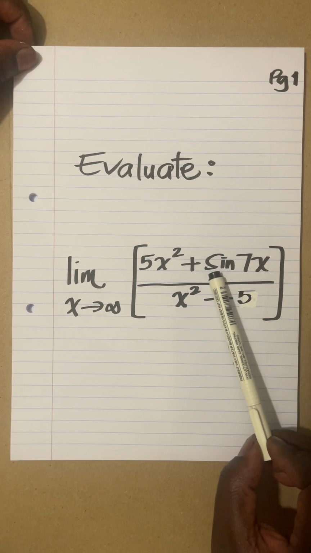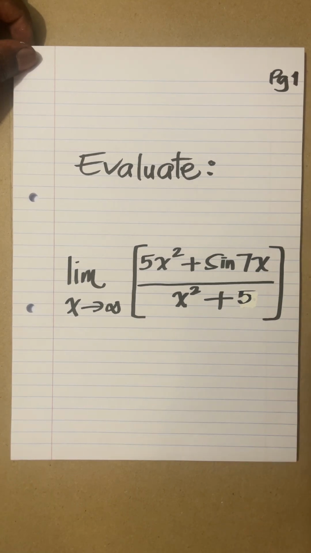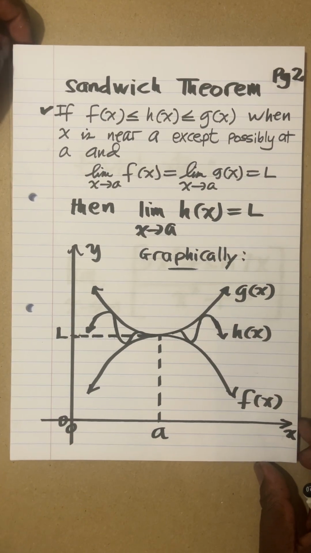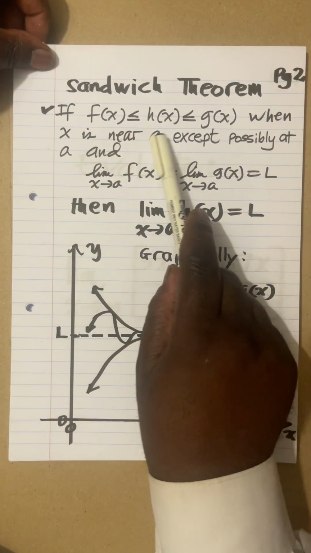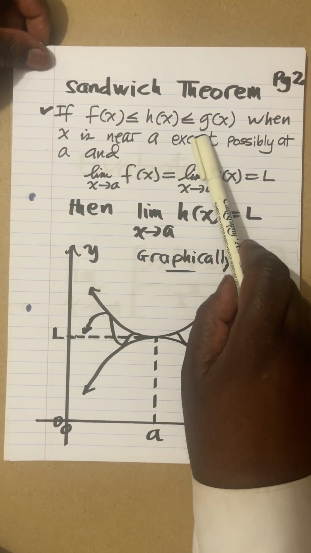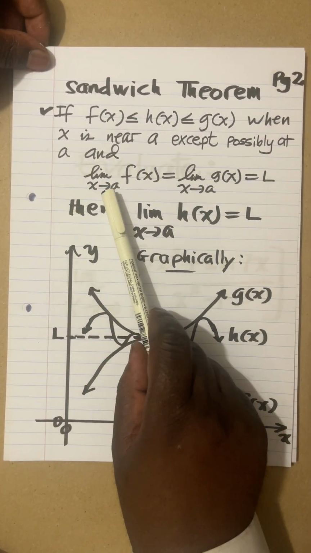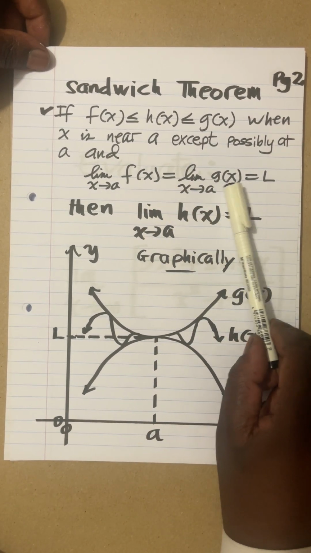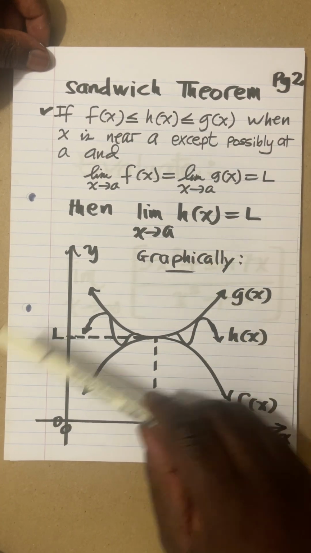Now when you see sine 7x, a trig function, the first approach that should come to your mind is what we call the squeeze theorem or the sandwich theorem. I have written it down so that we actually cut down on time. So we have the sandwich theorem here, which says if f of x is less than or equal to h of x, which is less than or equal to g of x, when x is near a except possibly at a, and the limit as x approaches a of f of x is equal to the limit as x approaches a of g of x is equal to L, then the limit as x approaches a of h of x must also be equal to L.